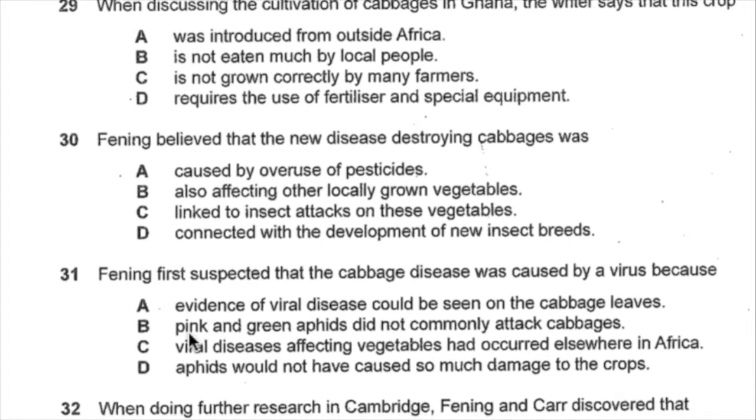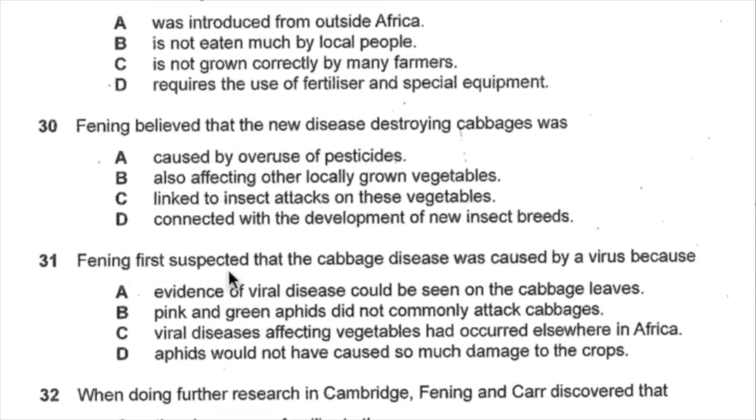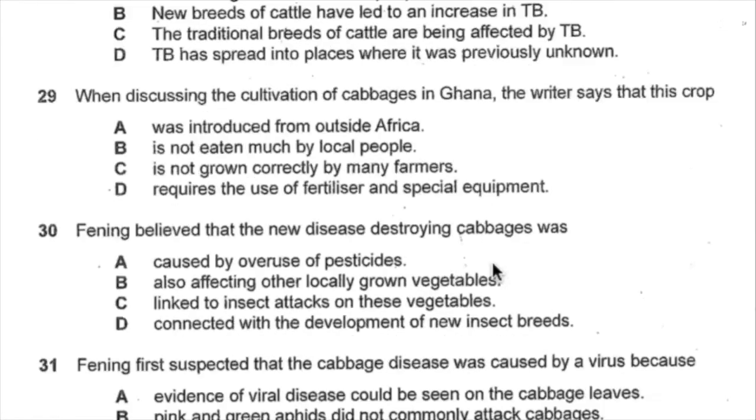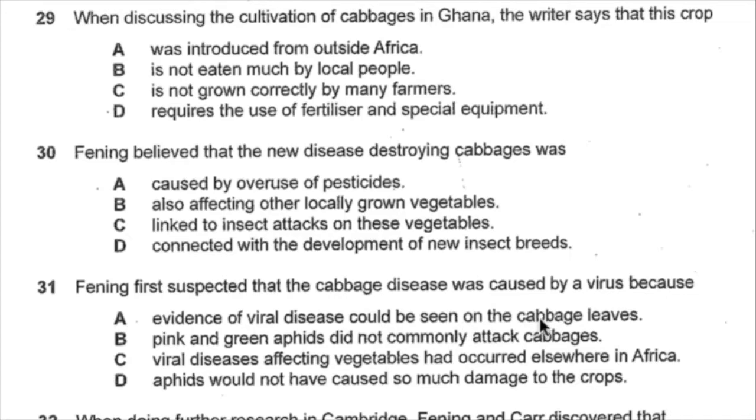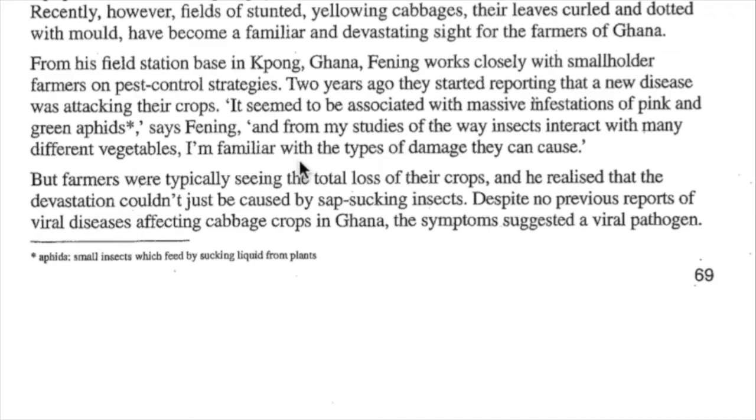Now let's come to 31. Fenning first suspected that the cabbage disease was caused by a virus. Options: evidence of viral disease could be seen on cabbage leaves; pink and green aphids did not commonly attack cabbages; viral diseases affecting vegetables had occurred elsewhere in Africa; aphids would not have caused so much damage to the crops. Okay. He is applying his own notion, saying that he is familiar with how pink and green aphids cause damage.